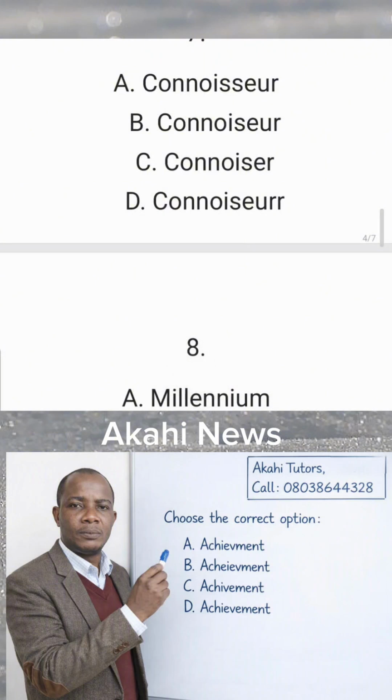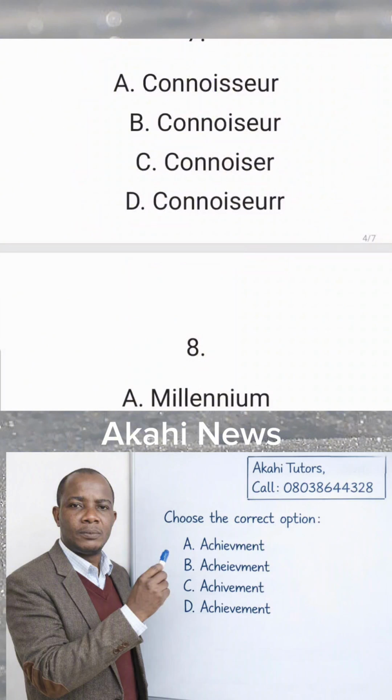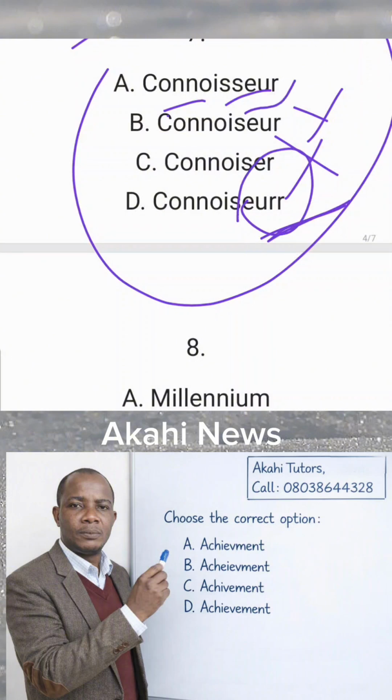Let's go to question 7. We are given the word connoisseur. What is the correct spelling of the word connoisseur? An expert involving the study of beauty. It has double N. It has double S. Take into cognizance those ones. So this is totally wrong. This is wrong, and it does not have double R. So A is correct.